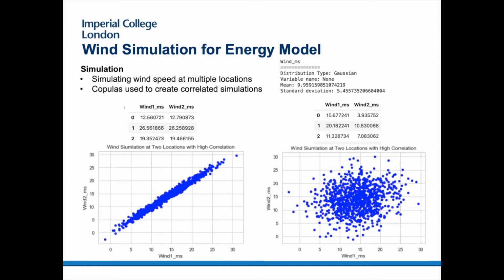You can see in the bottom left, with a high correlation, the wind speed at the 2 locations is very similar. But when we run with a lower correlation, we have a high degree of dispersion. So this allows us, for a specified mean and standard deviation at locations and an indicated correlation, to be able to hypothesize the power production capability of the wind farm.